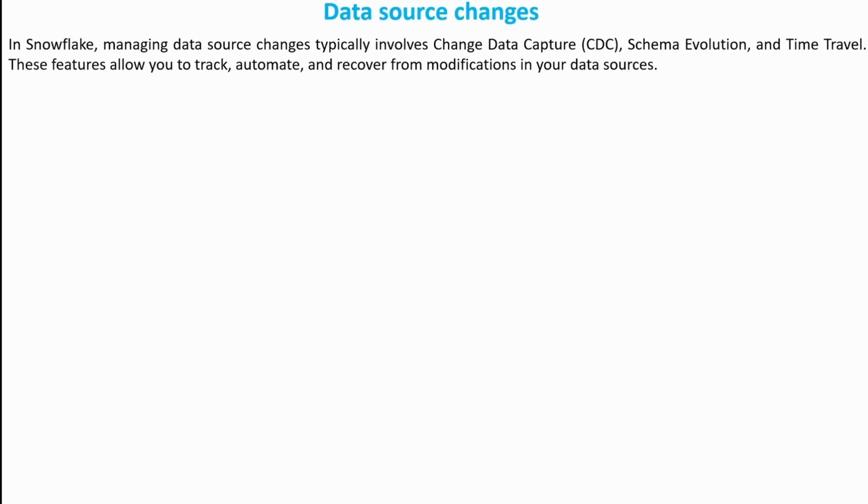Let's now understand data source changes. In Snowflake, managing data source changes typically involves CDC, schema evolution, and time travel. These features allow you to track, automate, and recover from modifications in your data sources.